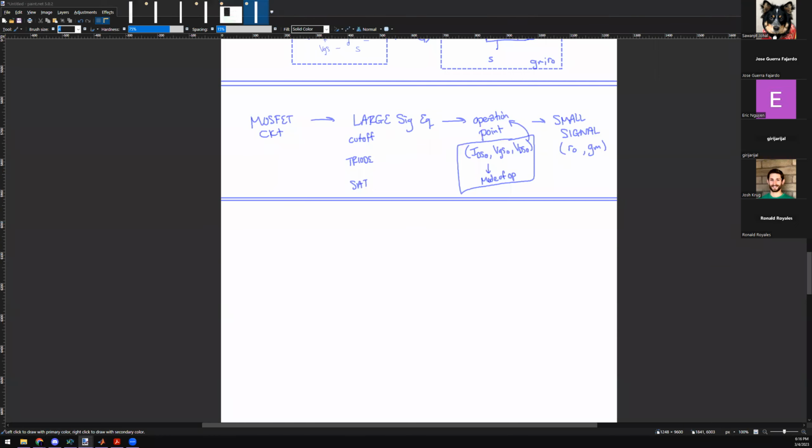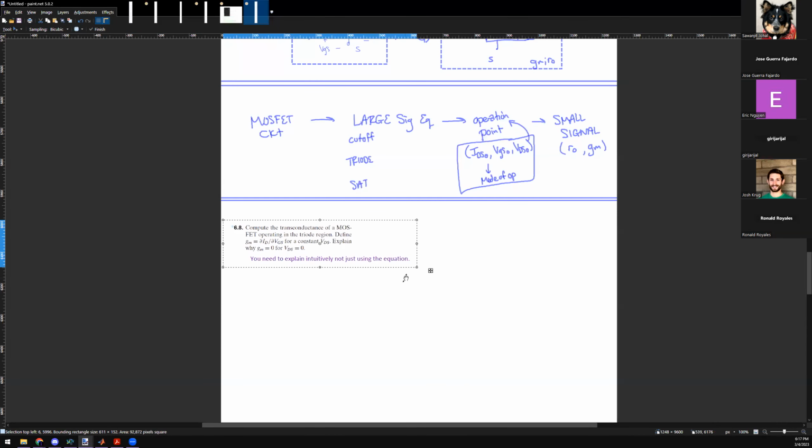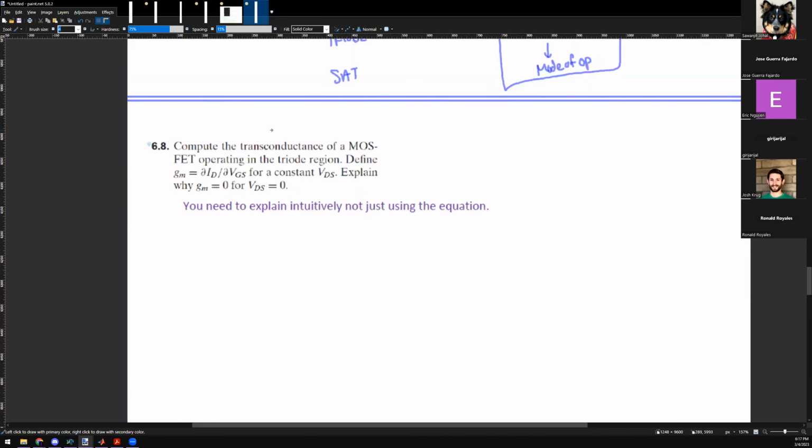Let me pop your homework open again. Okay, so you want to look at the first 4 questions? Yeah, if you don't mind. Okay. So compute the transconductance. Transconductance is which term? GM. Correct. Transconductance is GM of a MOSFET operating in the triode region. So what are they asking you to do? GM is defined to be what again? Someone tell me?